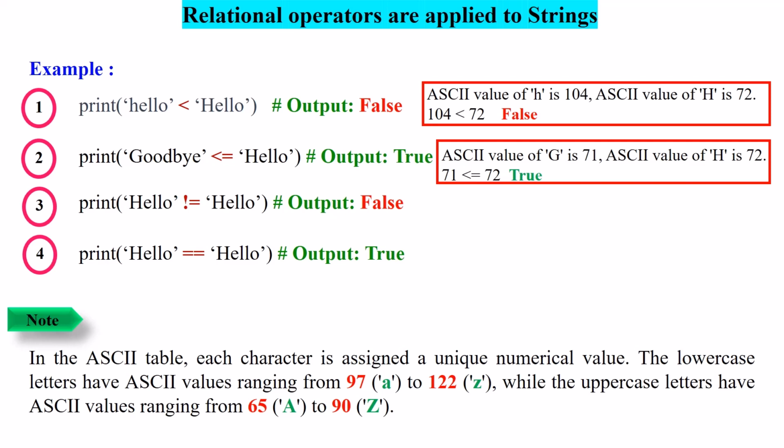65 (A) to 90 (Z). In the first example, it compares two string literals, lowercase hello and uppercase Hello, using the less than operator. In this case, the ASCII value of lowercase h in hello is greater than the ASCII value of uppercase H in Hello. Therefore, lowercase hello is considered greater than uppercase Hello in lexicographical order. It evaluates to false. You can work out the other codes.